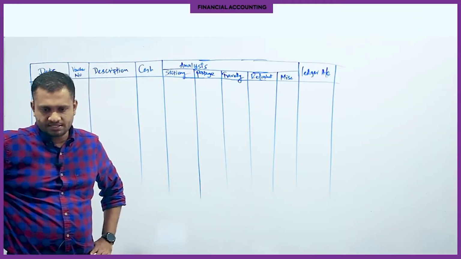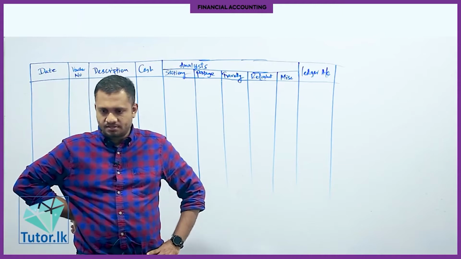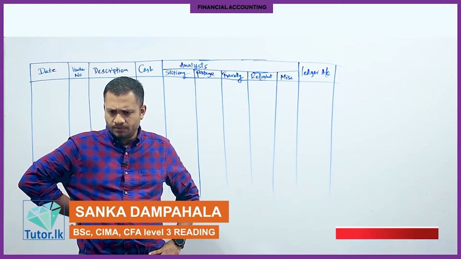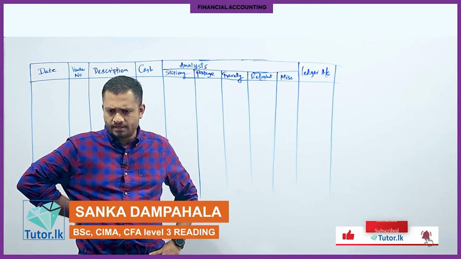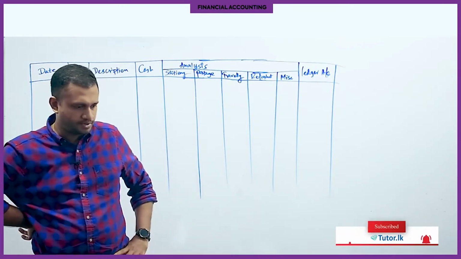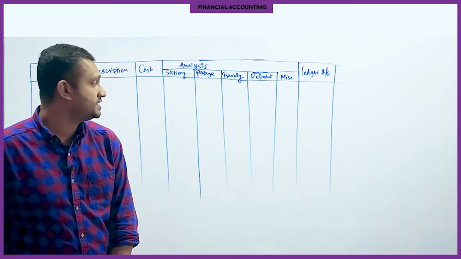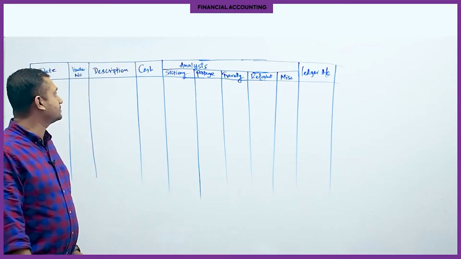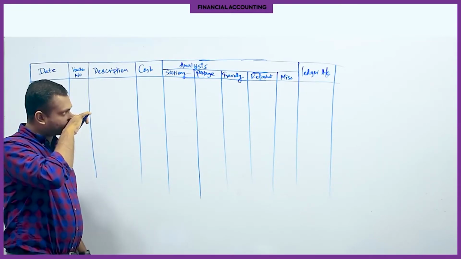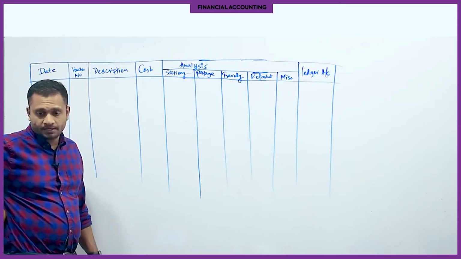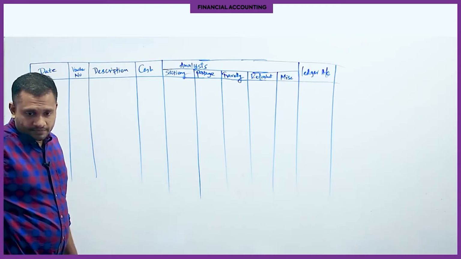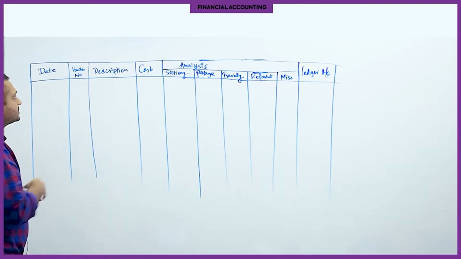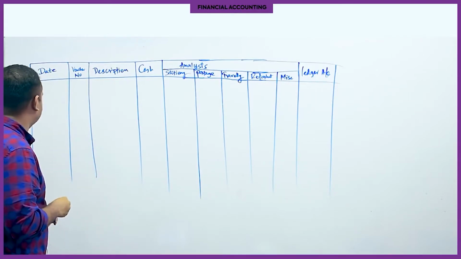Go through the question. It says petty cash transactions of Guyon's business are as follows. Come up with the petty cash payment journal and the relevant ledger accounts. So what they ask us to do is come up with the petty cash payment journal, and also the relevant ledger accounts.